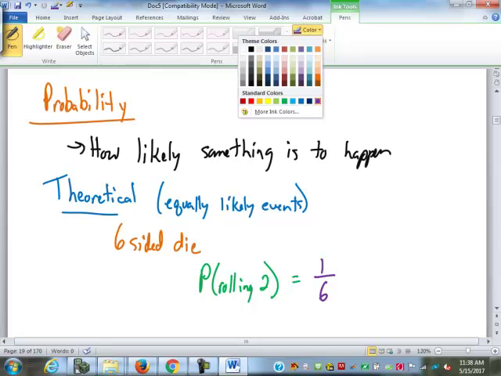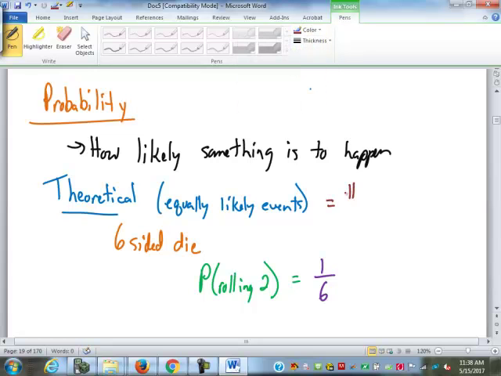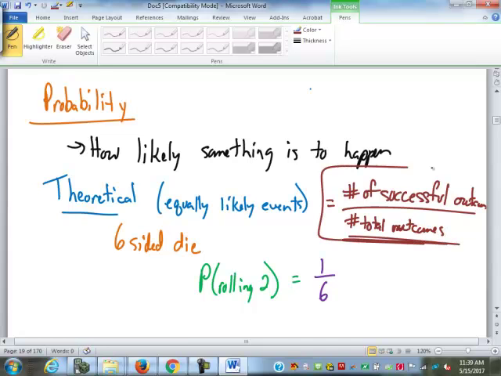So that's the theoretical probability: the number of successful possibilities, successful outcomes we call them, divided by the total number of outcomes, number of total outcomes. So down here for rolling a 2, there's only 1 2 on that die out of 6 possibilities.